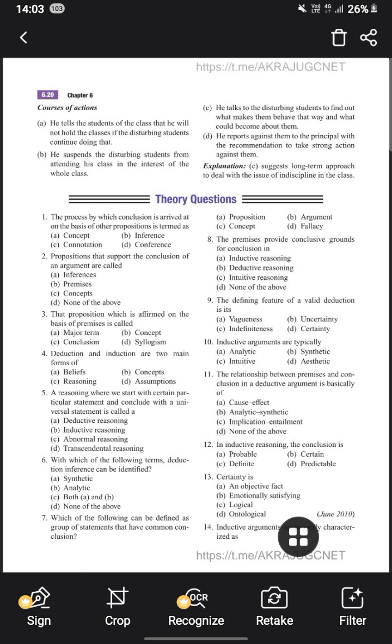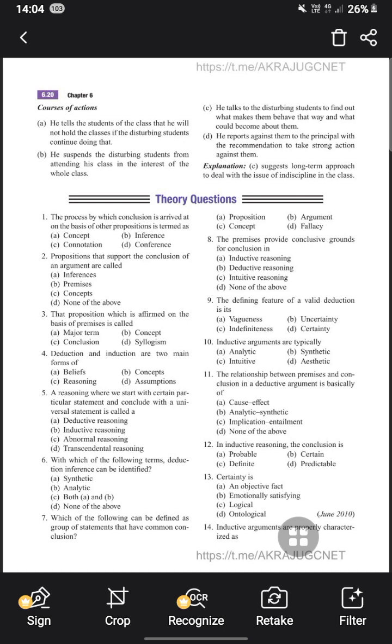Which of the following can be defined as a group of statements that have a common conclusion? So that is a proposition. The premise provides conclusive ground for the conclusion. Conclusive ground is deductive reasoning. The defining feature of a valid deduction is certainty. If there is a valid deduction, that is certainty.